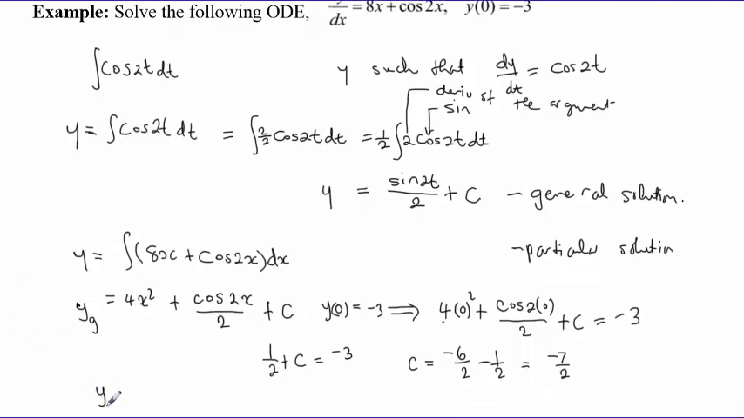Giving our particular solution, we write y particular, which will be 4x squared plus cosine 2x over 2 minus 7 over 2. Then this is our particular solution. I hope that is clear. So what we can do now is get to your text and do further problems of this nature, especially determining a particular solution. Otherwise, the rest is the usual integration which we are used to, as far as we are talking about the method of direct integration.